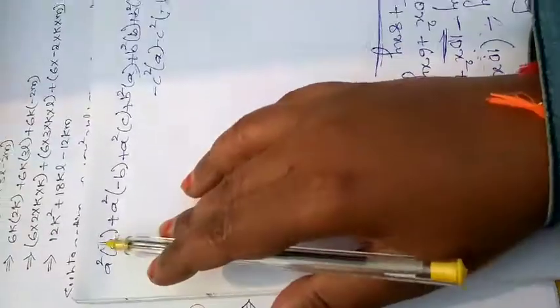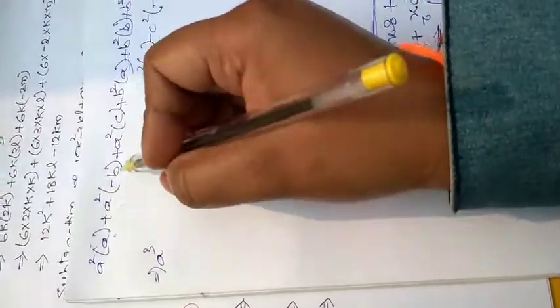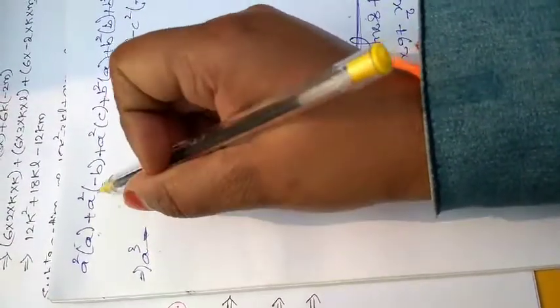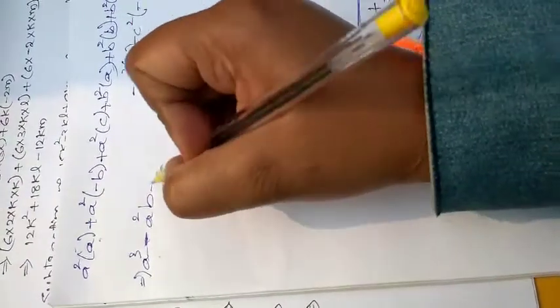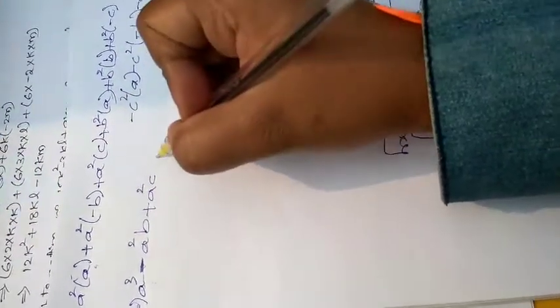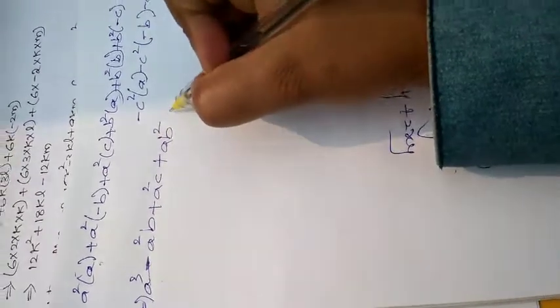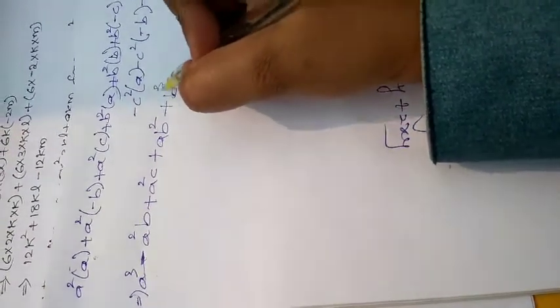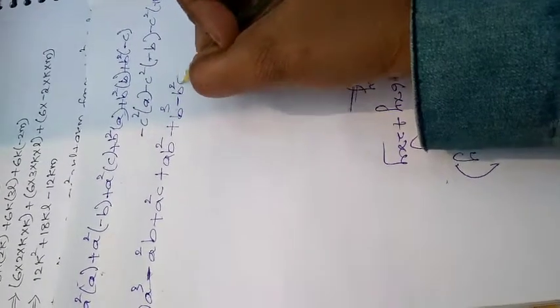What is a square into a? You will get a cube. Next plus into minus, minus. A square into b is a square b. Next plus a square into c is a square c. Next plus into plus, plus only. B square into a, it is a b square. Next plus b square into b, b cube. Next plus into minus, minus. B square into c, b square c.